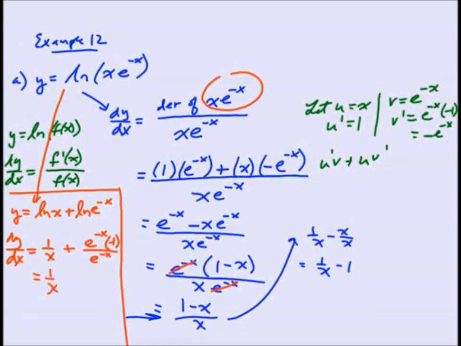And simplifying, this equals 1 over x plus negative e to the negative x divided by e to the negative x. So 1 over x, subtract 1. So in that case, yes, it is quicker, as you can see, to use your laws of logs to simplify and then take the derivative.